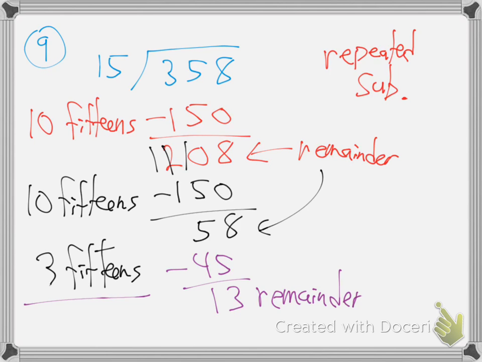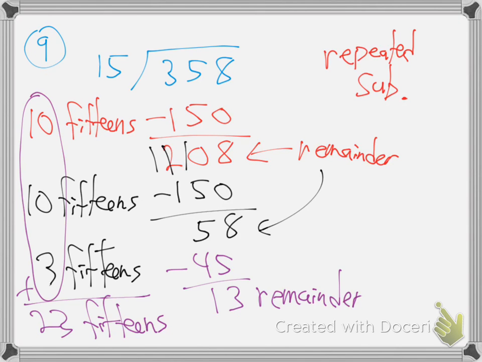How many 15s did you take out altogether? 23 15s. So I just added these up. 23 15s. So what's the answer to this problem? 23, remainder 13. We just did the long division a different way. 15 goes into 358. 15 can be taken out of 358. Same thing. 23 times. You can take 23 15s out of there, huh? And 13 remain. It's just a different way to do long division.